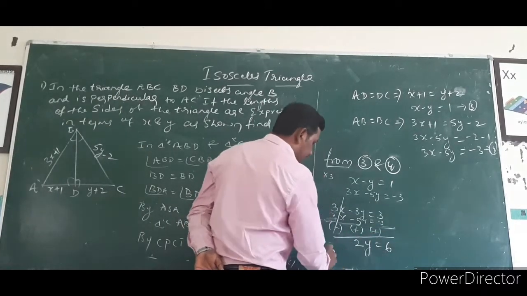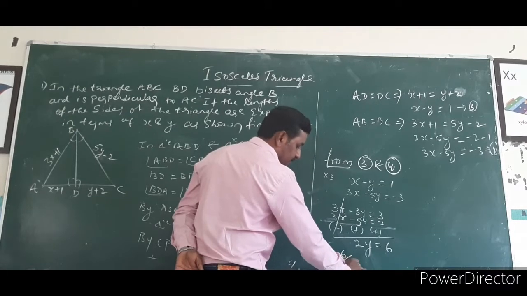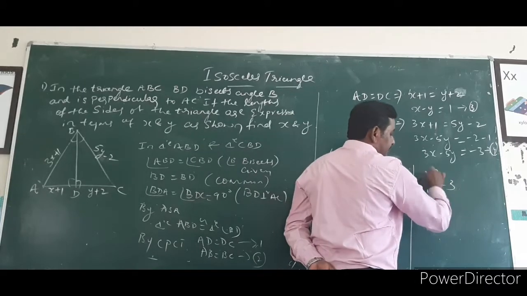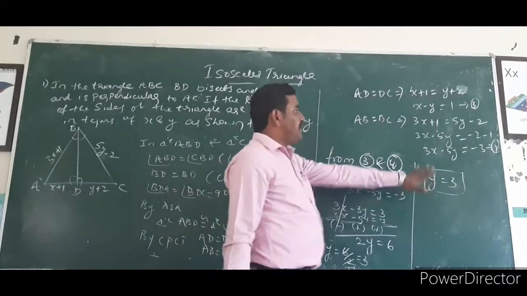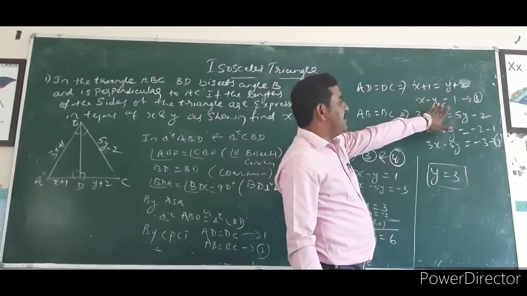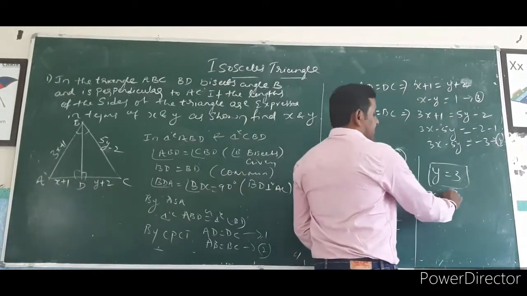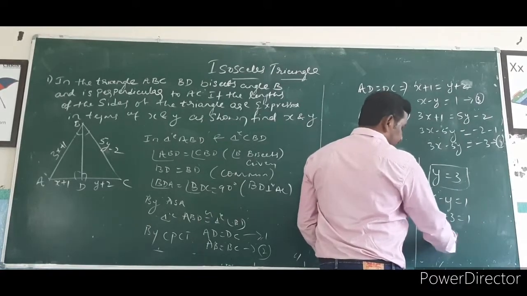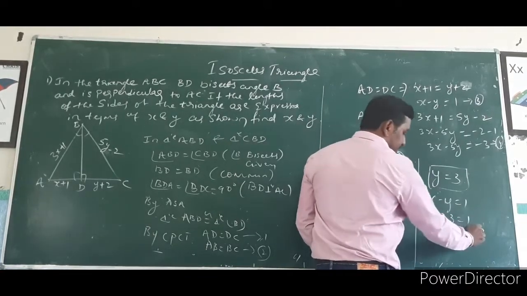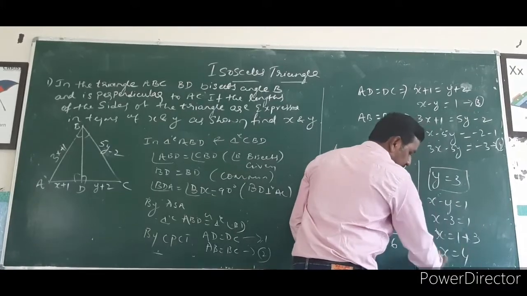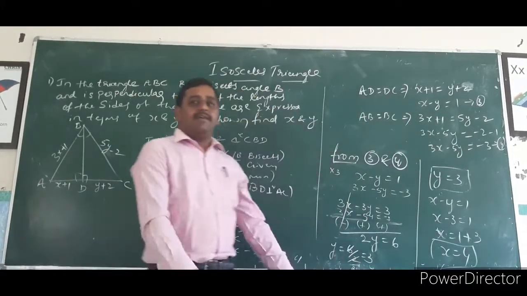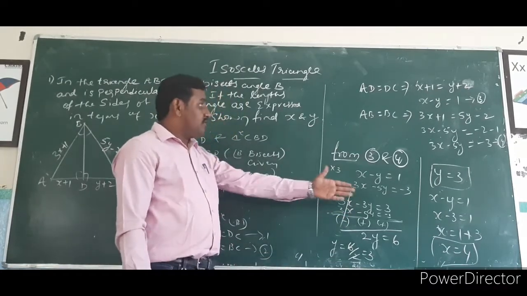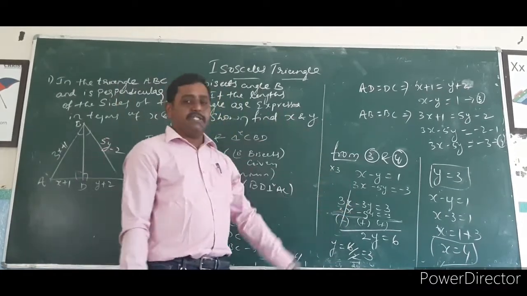So y is equal to 6 by 2, which is 3. Then you can substitute this y value in equation number 3. So x minus y is equal to 1, x minus 3 is equal to 1, shift 3 to that side, and x is equal to 4. Like this, we can easily solve the problem by using simultaneous linear equations. They asked us to find the x and y values, and I showed it in this one.